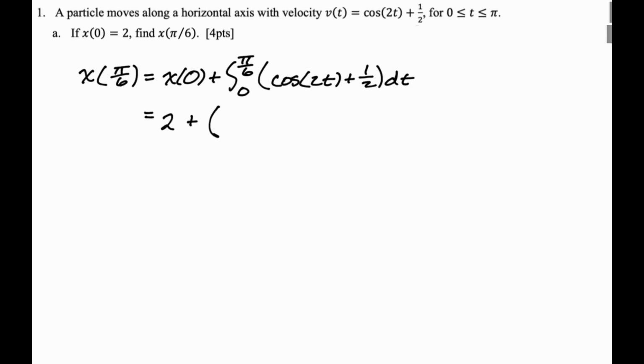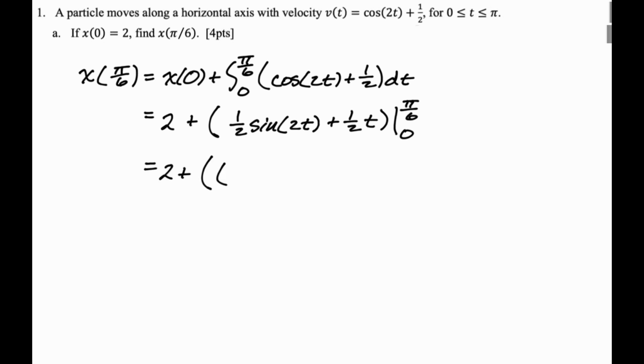Then we have to integrate cosine of 2t, which is going to be 1/2 sine of 2t, and then the integral of 1/2 is just going to be 1/2 t. And we are going from 0 to pi over 6. So we have this. Now we have to sub in. So we have 2 plus, when you plug in pi over 6, you get the sine of pi over 3, which is root 3 over 2. So we'll have 1/2 root 3 over 2 plus 1/2 of pi over 6 is pi over 12.